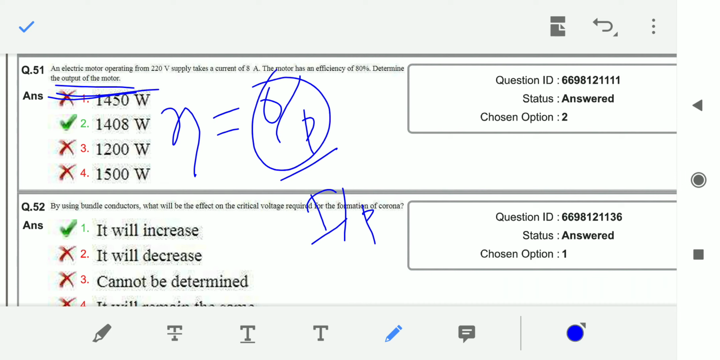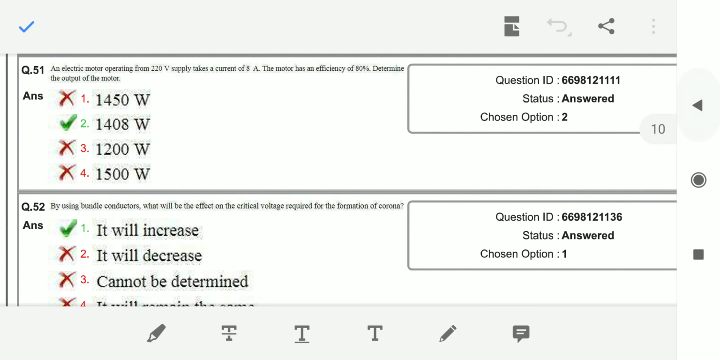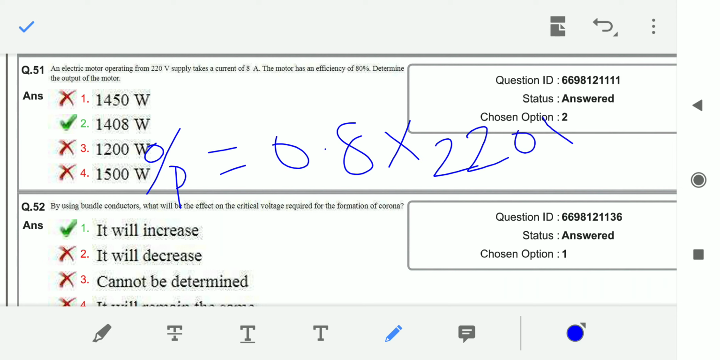So if I want to calculate the output, from this formula, output is equal to efficiency into input. Efficiency we know is 0.8. And what about the input? Input is nothing but V into I, total voltage into current. So output is equal to input into efficiency, that is 0.8 into the input power, 220 into 8.